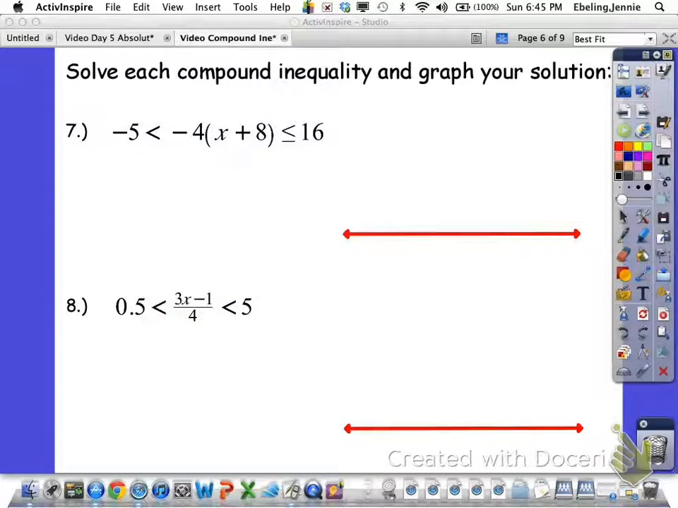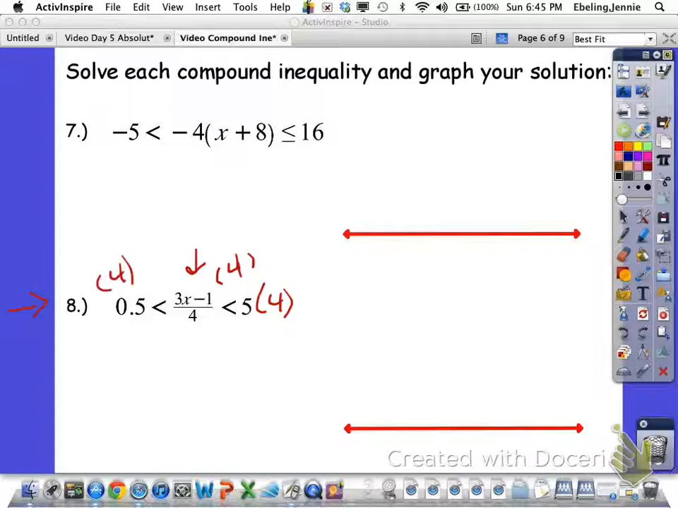Taking a look at problem number 8 down here, I have another compound inequality because I have the two inequalities. So to solve this, my goal is going to be to get that x by itself. Now in the middle here, this counts as one big fraction. So I have to undo that divided by 4. That means I have to multiply each piece by 4.